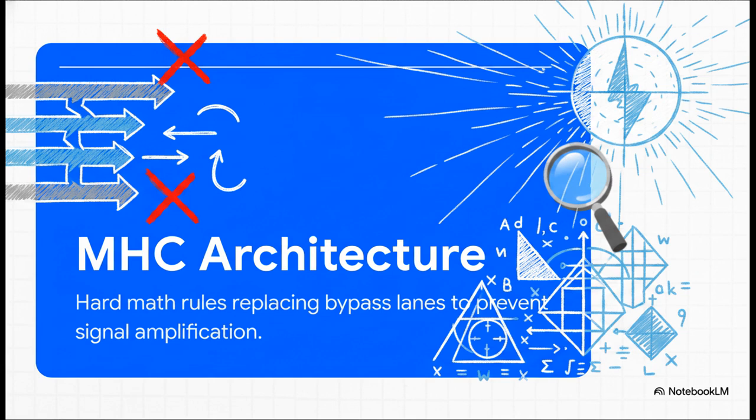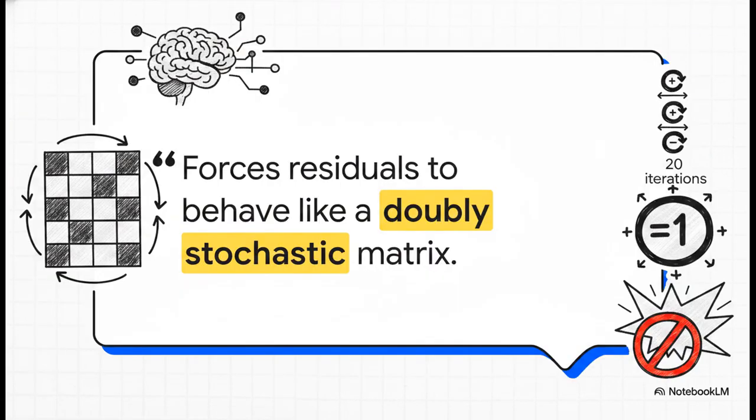Since standard residual bypass lanes fail entirely at this scale, the team introduced manifold constrained hyperconnections, or MHC. This is a hard mathematical rule that replaces those standard bypass lanes entirely to physically prevent signal amplification. This quote brilliantly illustrates just how elegant their math is. They literally force the residuals to behave like a doubly stochastic matrix.